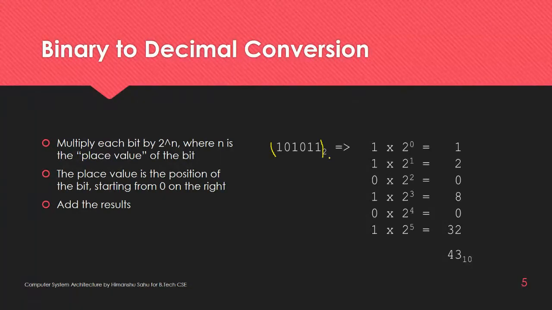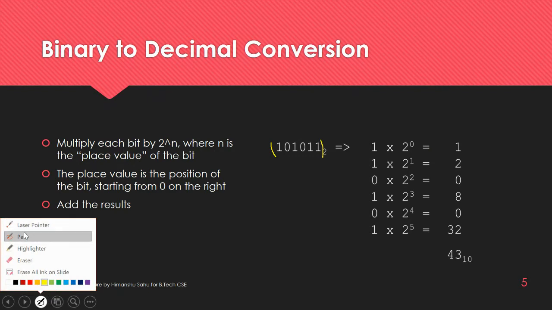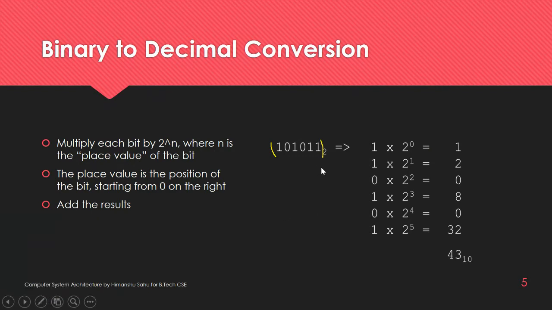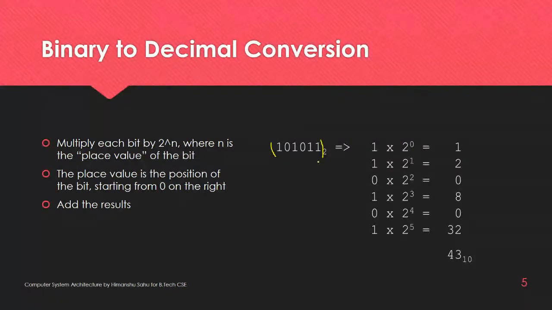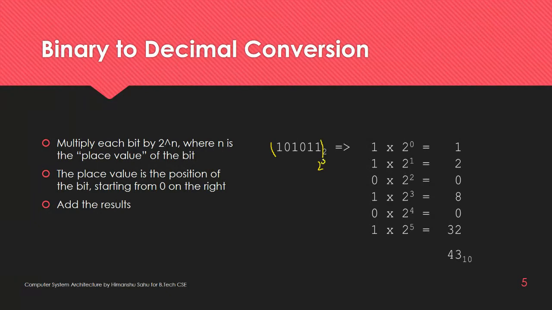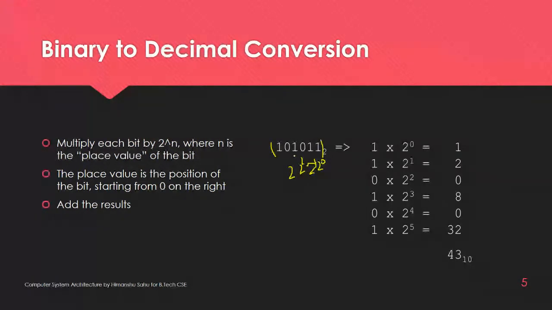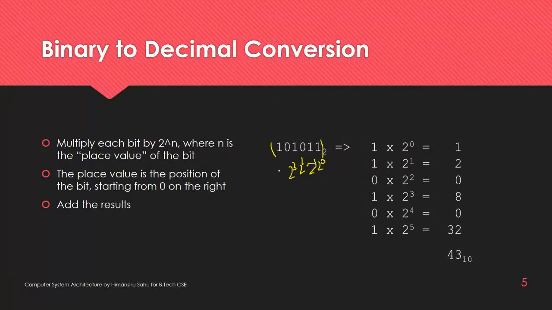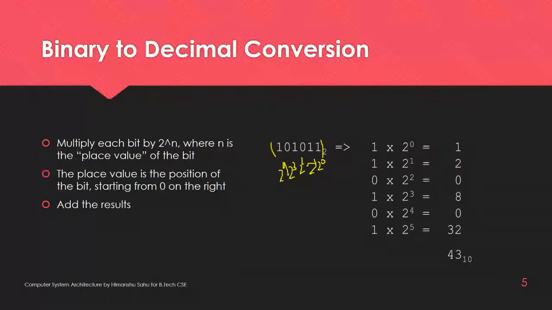So what you have to do is convert this number into decimal. You simply use the previous formula. First you have to calculate the place value of each symbol. So the place value will be 2 raised to the power 0, 2 raised to the power 1, 2 raised to the power 2, 2 raised to the power 3, 2 raised to the power 4, 2 raised to the power 5. So these are the place values calculated.